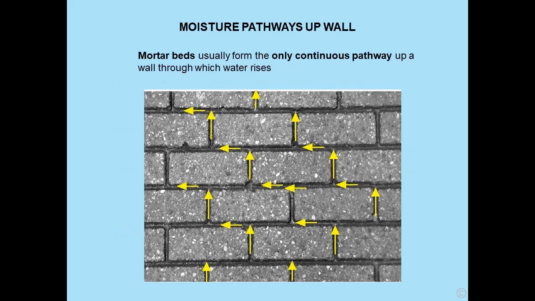The other thing that's important with rising damp are the moisture pathways up a wall. And if one thinks about it, the mortar beds are usually the only continuous pathway up a wall through which water can rise. In order to move from brick to brick, it must cross a mortar bed, and therefore it would not be continuous. So the continuous pathways are the most important part, namely the mortar beds.